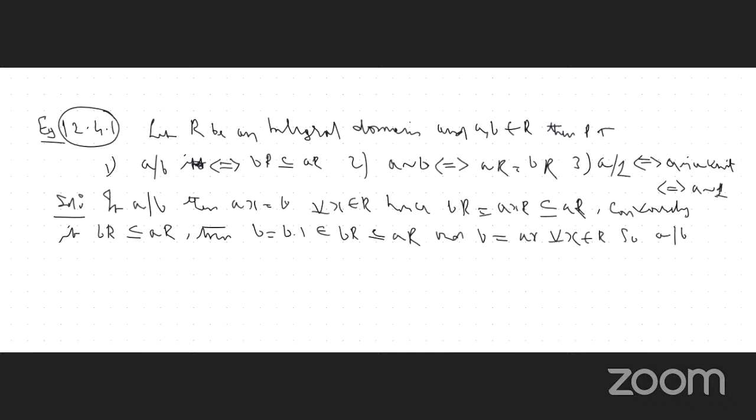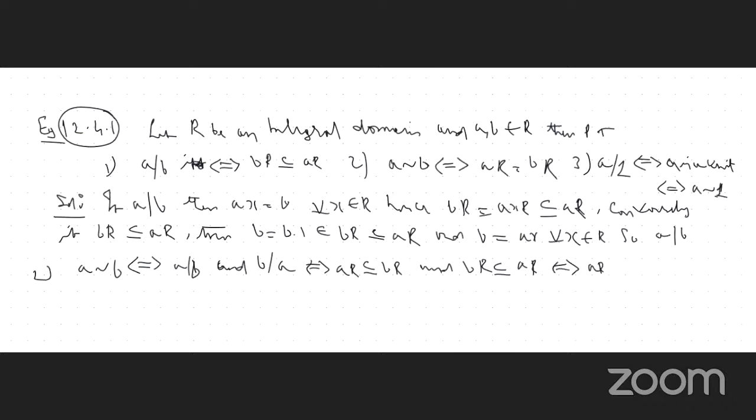Second solution. a similar to b means a associated to b. a divides b and b divides a, if and only if aR is a subset of bR and bR is a subset of aR, if and only if aR equals bR.